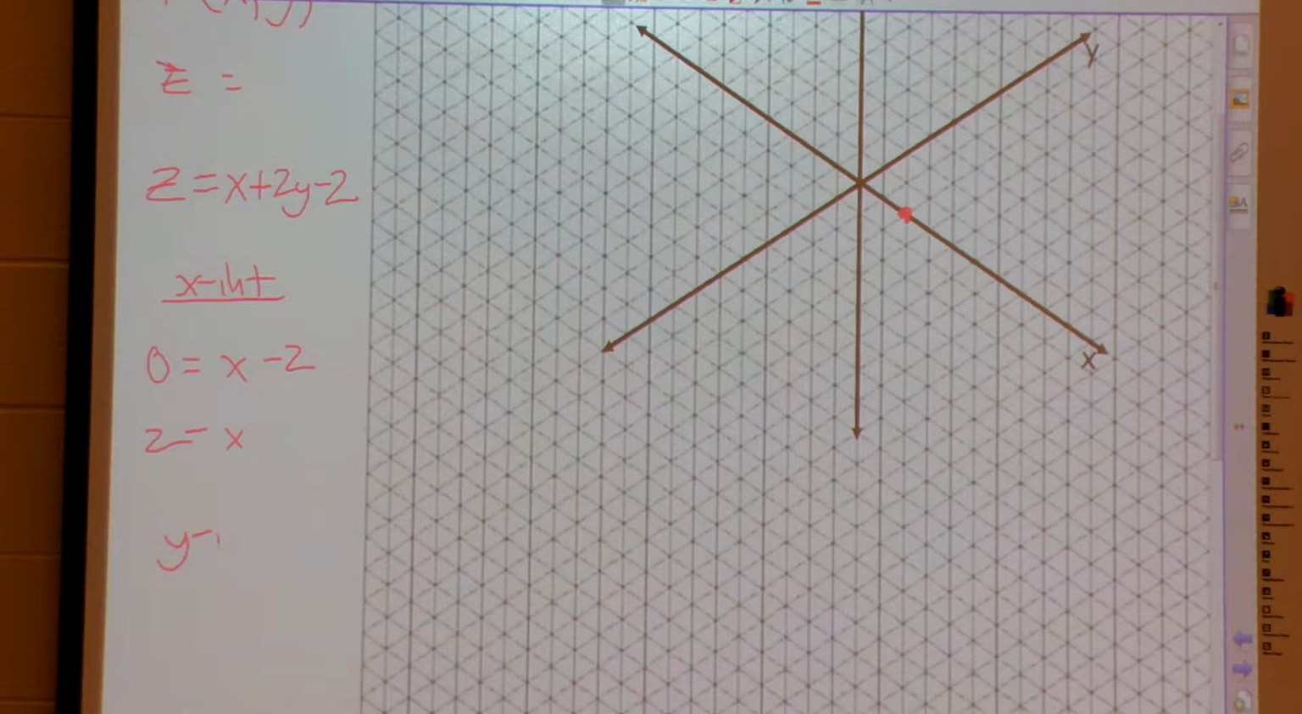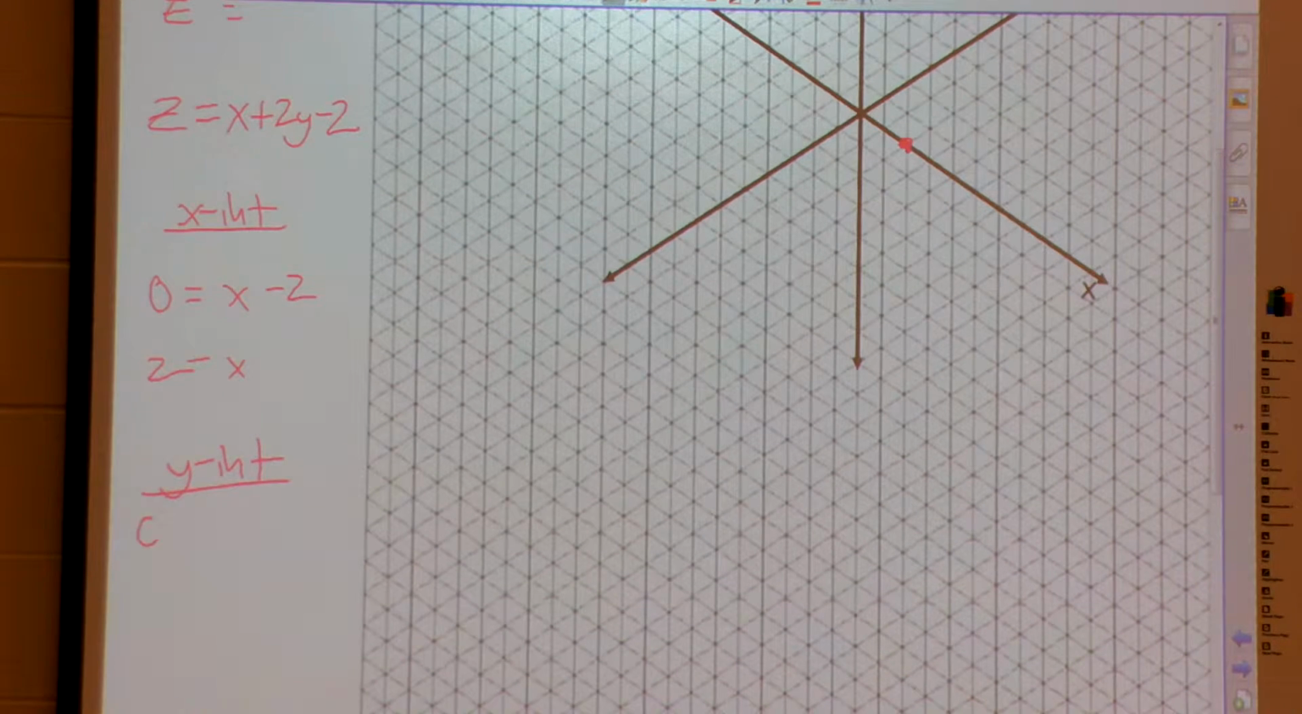To find my y-intercept, plug in 0 for the other 2. So I plug in 0 for z, 0 for x. I'm left with 2y minus 2. So add 2 to both sides, divide. I get y is 1. Go up there and plot 1 on the y-axis.